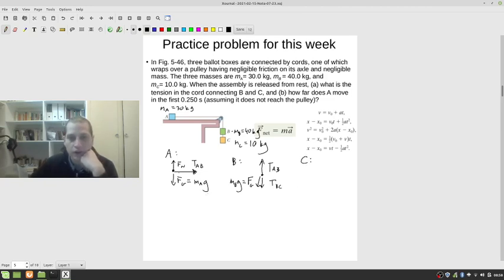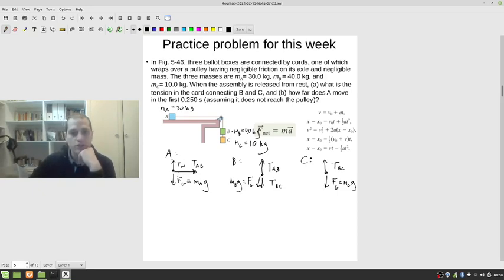Then for object C, you have to realize that it's being pulled up by the string right here. So you have your TBC pulling up, and then you have your force of gravity, which in this case is mass C times little g. Remember, little g is 9.8 meters per second squared, or 9.8 newtons per kilogram in each case.